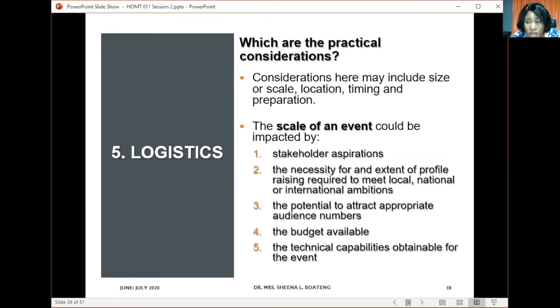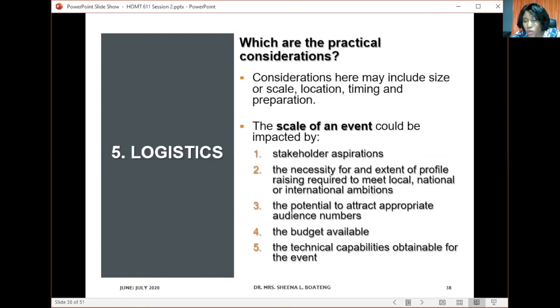That is a typical example of how stakeholder aspirations can change the scale and size of your event. We can also talk about the necessity for and extent of profile raising required to meet local, national, and international ambitions. If the government were the people organizing that workshop, they would not do it at a small workshop in a conference room in some company or in some hotel. They may move it to a nationwide conference that they will host in a place like perhaps the International Conference Center to make it large enough to fit the profile of an event being organized by the government of Ghana.